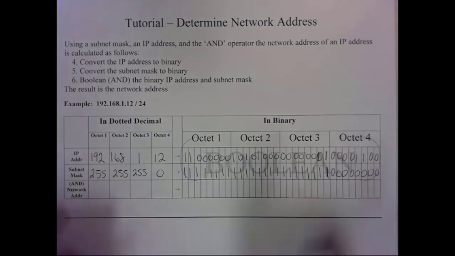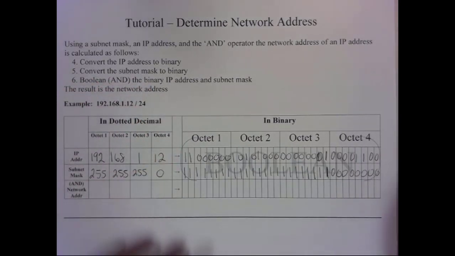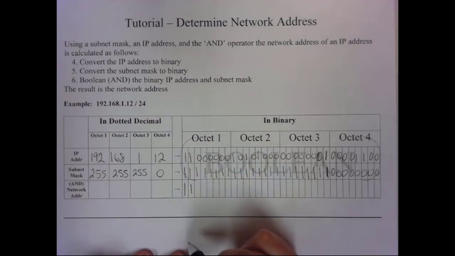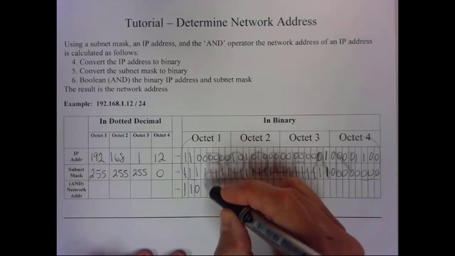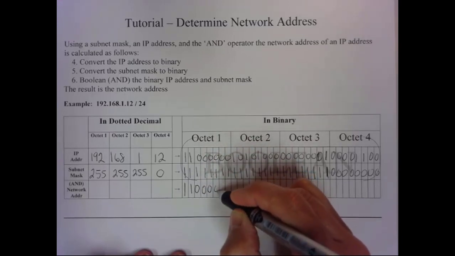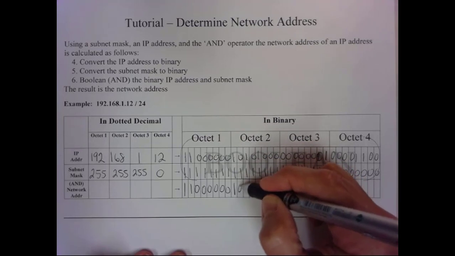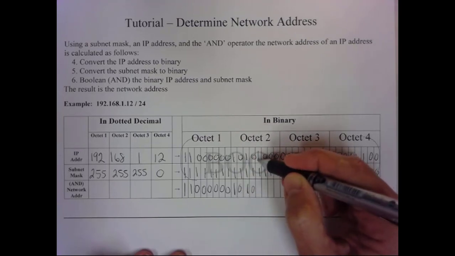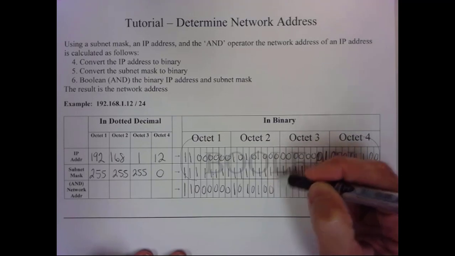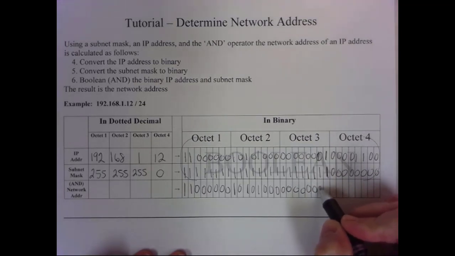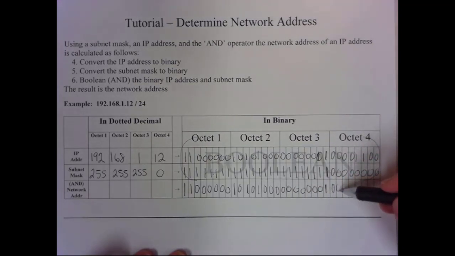Now I just need to do the Boolean or the AND process to figure out what my network address is. 1 and 1, I know that's going to give me a 1. 1 and 1 gives me a 1. A 0 and a 1 is a 0. A 0 and a 1 is a 0. So I'm just looking at all of these and I'm doing a Boolean. 1 and a 1 is a 1. I'm going to show you a little shortcut in a couple of examples here. Just doing the Boolean. Okay, so you can look at all of these. 0, 0. These are all going to be zeros.